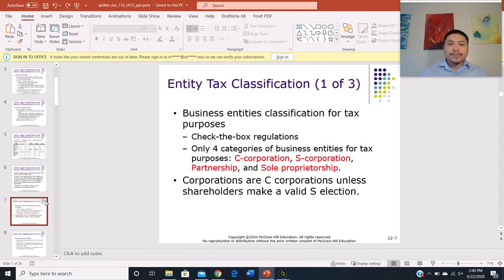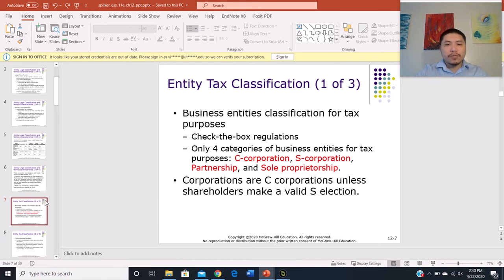So in some cases, even though in legal form the company is an LLC, for tax purposes it may be treated as a partnership. And if the LLC has only one owner, then it's going to be treated as a sole proprietorship, pretty much. The LLC can also be treated as an S corporation or partnership, if they are eligible to be treated as an S corporation.